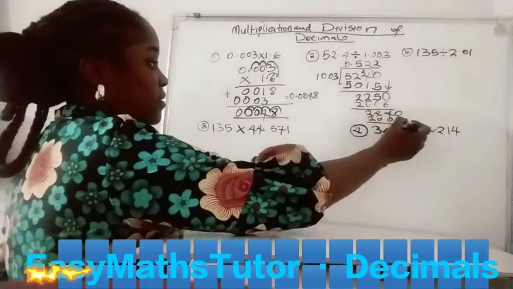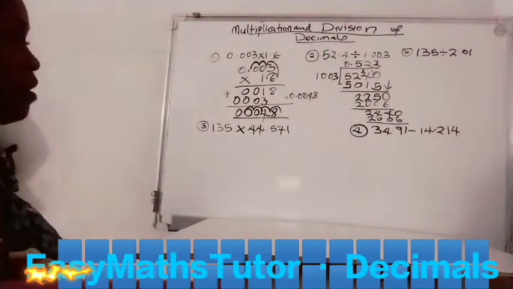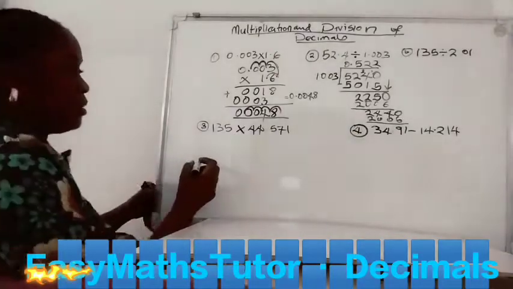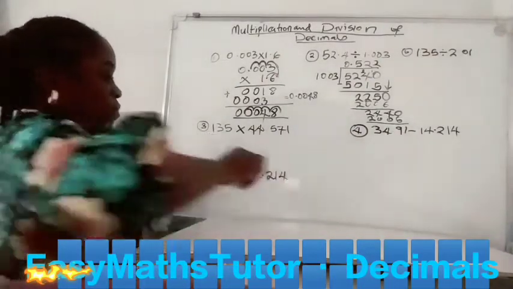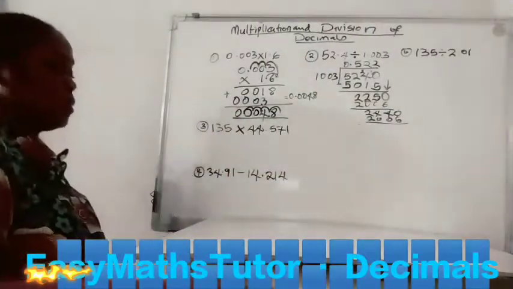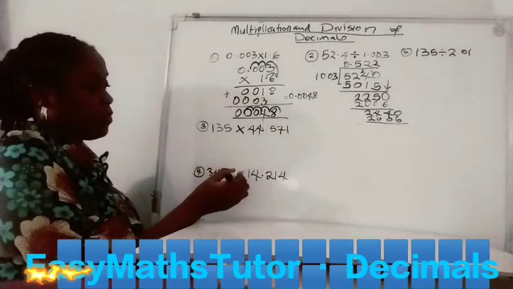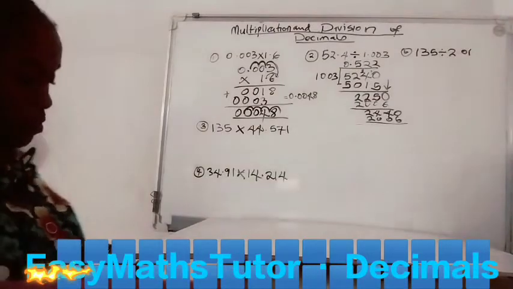So when you subtract, sorry, I'll have to clean this part off. Let me first of all write it down here: 34.91 minus 14.214. Okay, so we'll make it a multiplication problem.